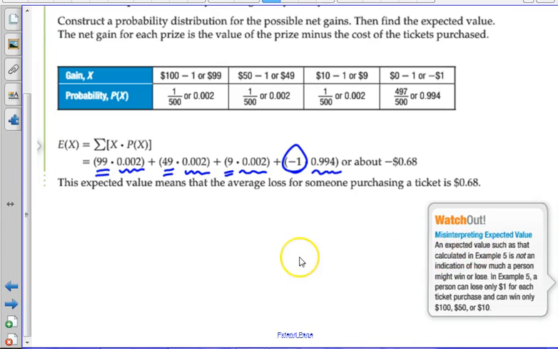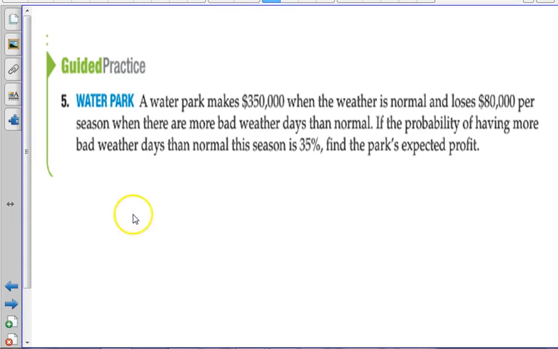Now, can anybody actually lose 68 cents? No. This is just the average for all of the tickets. Okay? So an expected value is not an indication of how much a single person might lose, because you can't do that. It's the average for everybody.